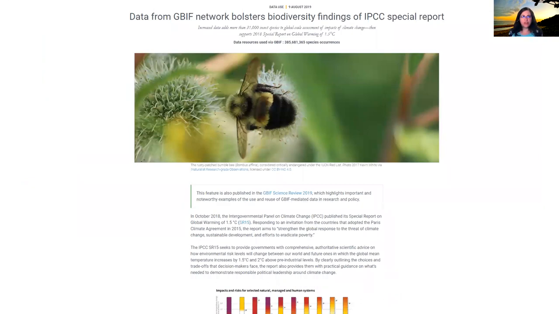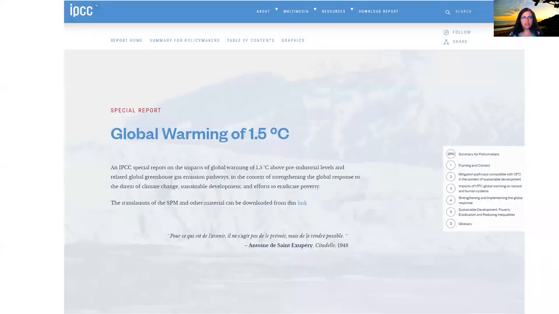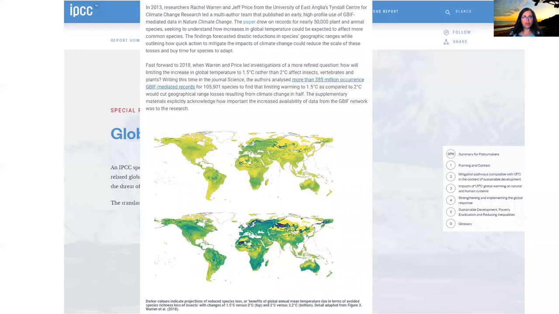And this is already happening. So here's an example from the Global Biodiversity Information Facility. There, some GBIF-mediated data was used in an analysis that was cited in an IPCC special report on global warming of 1.5 degrees Celsius. So this is that report, and the research that was cited in this report was done by Warren and Price, and they used over 385 million occurrence records coming from GBIF-mediated data. They were able to extract these 385 million occurrence records because all those occurrence records are following Darwin Core.